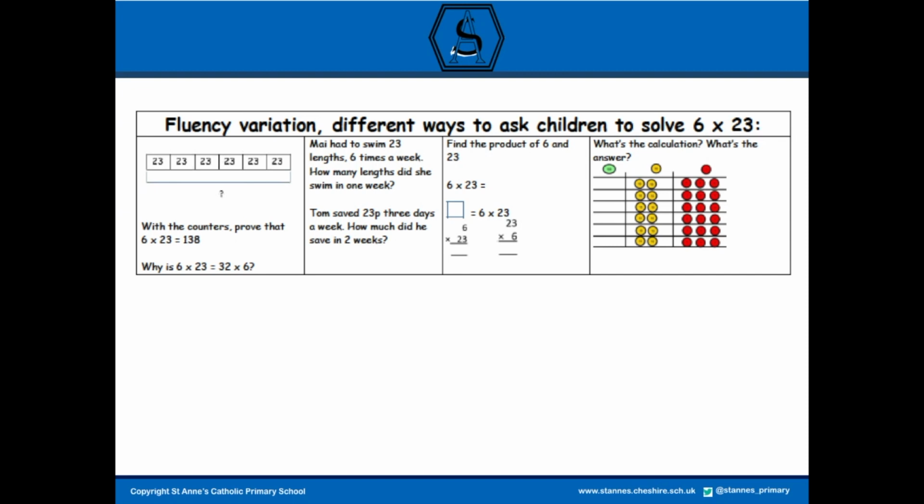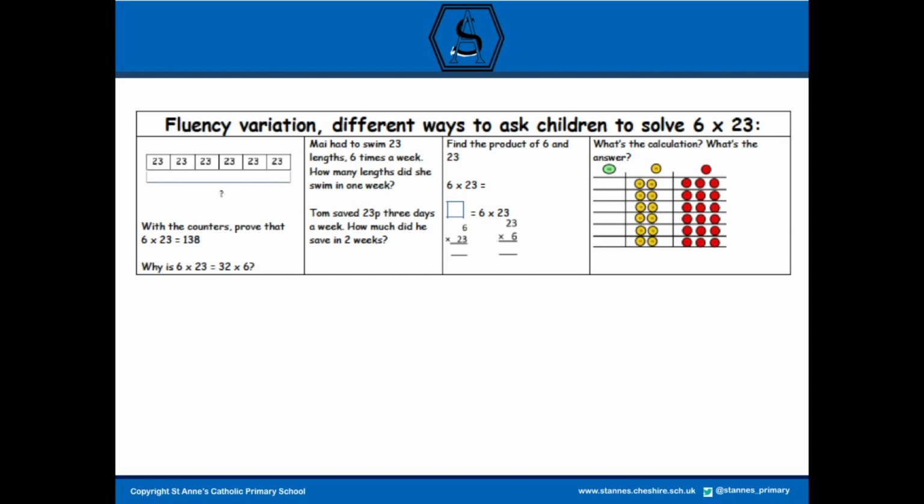Now the very last section of our calculation policy on multiplication here is different ways to ask the children to do 6 times 23, which might be useful at home. Now we have bar model representation here, 23, 23, 23, 6 times. So what is the whole? You can do it with counters. You can ask the question, why is 6 times 23 the same as 23 times 6, or is it not?